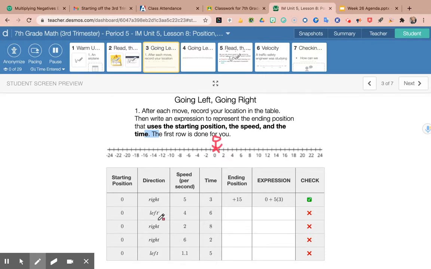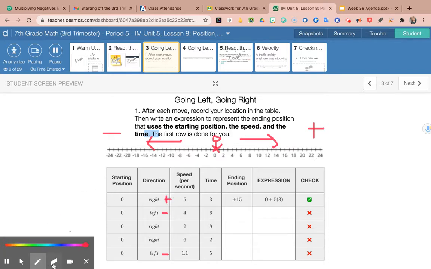The direction, right or left. So if my person's going to the right, it looks like these numbers are positive. If my person's going left, it looks like these are negative. So whenever it says left, I'm going to think negative. Right, I'm going to think positive.